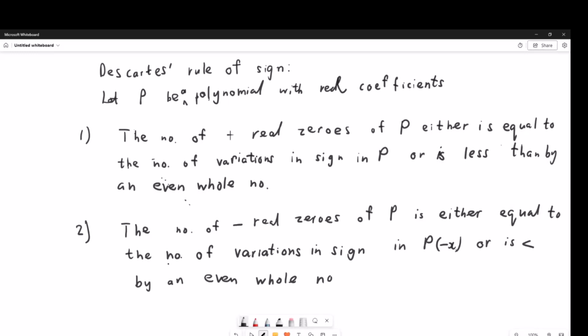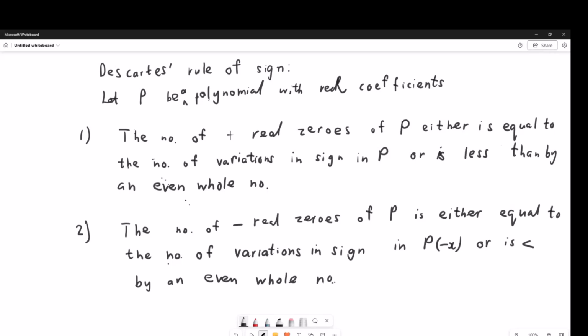And it will become clearer. So Descartes' rule of signs states, for P, a polynomial function with real coefficients, so those A(n), A1, A0, etc., are real numbers. And it says the number of positive real zeros. So we know what a zero is: if you substitute that in the place of x, we get P of that number equal to 0.